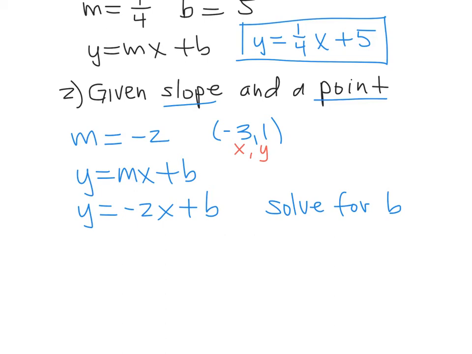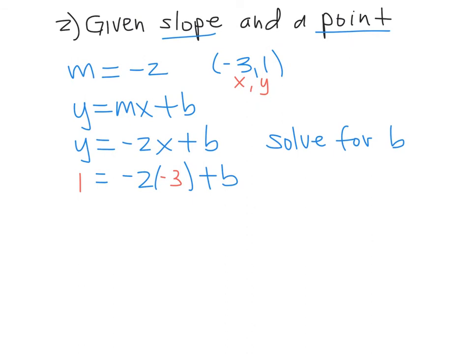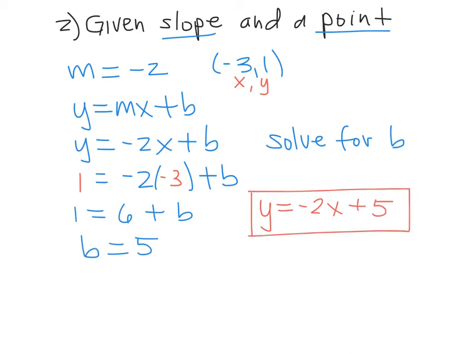So we can rewrite this, so replace the y with the 1, and then replace the x with that -3. And then the only thing that we don't know is b, and we can solve for it. All right, so we get 1 equals -2 times -3, we get a +6, plus b, so b ends up being 5. All right, now we've solved for b, so we can write the equation y equals the slope negative 2 times x plus that y-intercept that we just found of 5.